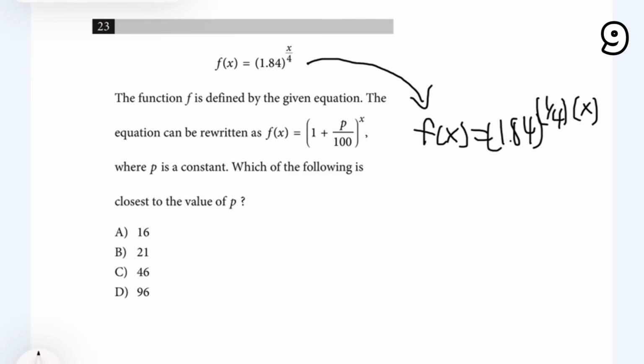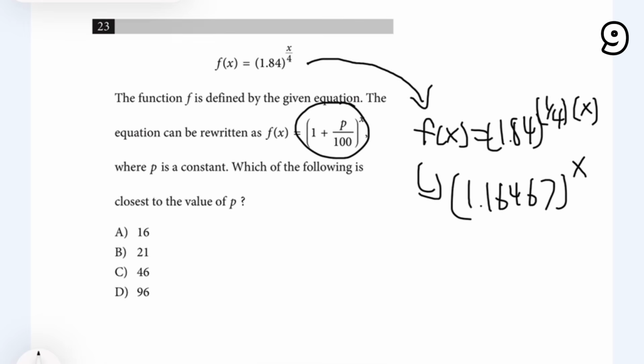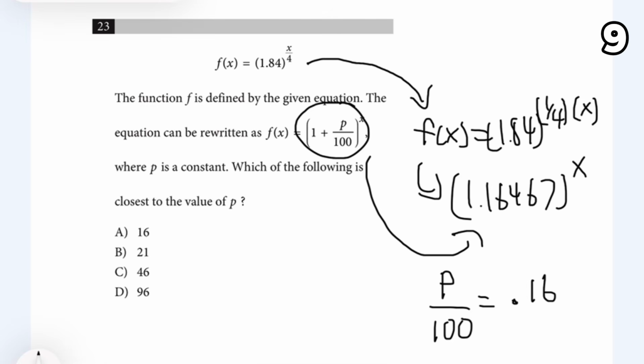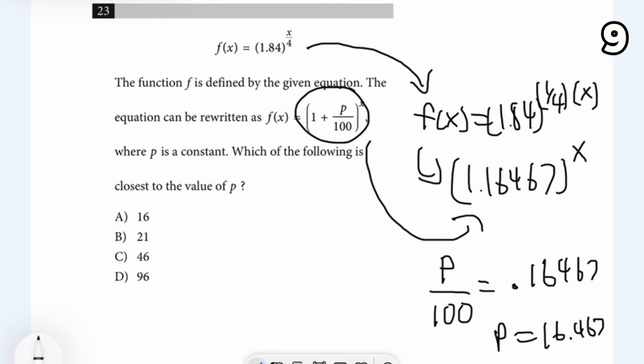Then we can distribute the 1/4 power to 1.84, and we get 1.16467 raised to x. Now we see that this is similar to (1 plus p over 100) raised to x. So we can subtract 1 and we get p over 100 is equal to 0.16467. And we find that p is equal to 16.467, which is closest to 16.